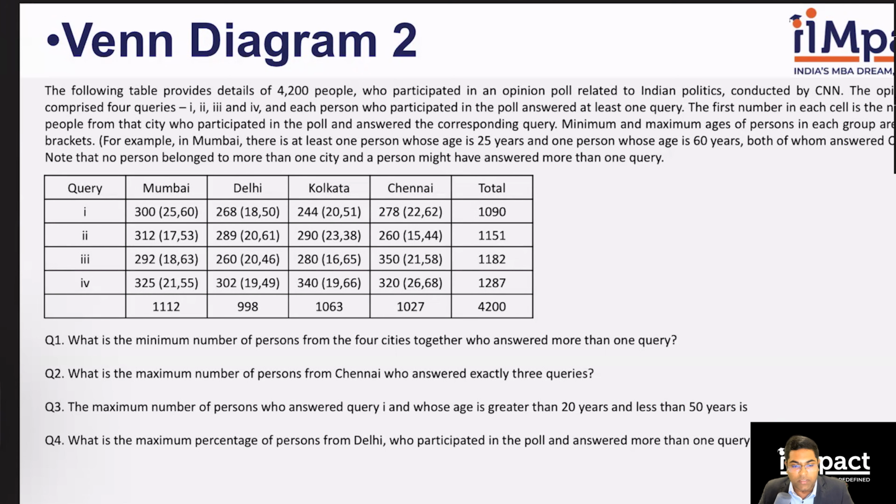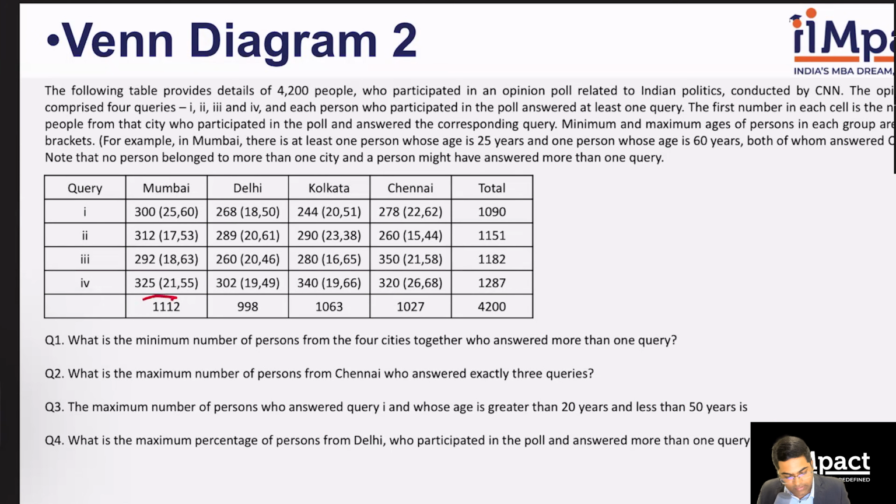For example, in Mumbai, there is at least one person who is age 25 and at least one person who is age 60, both of whom have answered query 1. Straightforward. Note that no person belonged to more than one city and a person might have answered more than one query. Everybody clear with this paragraph and the conditions? Pretty straightforward and self-explanatory, right? So let's see what the table looks like.